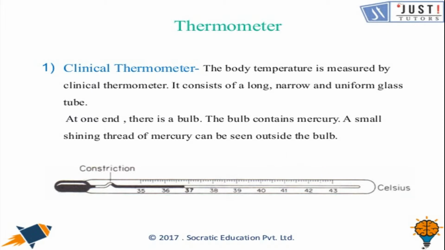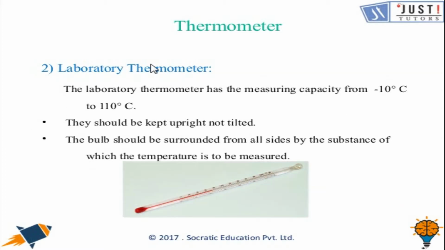Now, what if we want to find the temperature of other things that may be much higher or much lower than the body temperature? For that, we have another thermometer, the laboratory thermometer, and its range is from minus 10 degrees Celsius to 110 degrees Celsius approximately. We should keep this thermometer upright, not tilted, so that the bulb of the thermometer, where the mercury is stored, is fully surrounded by the substance whose temperature is to be measured.